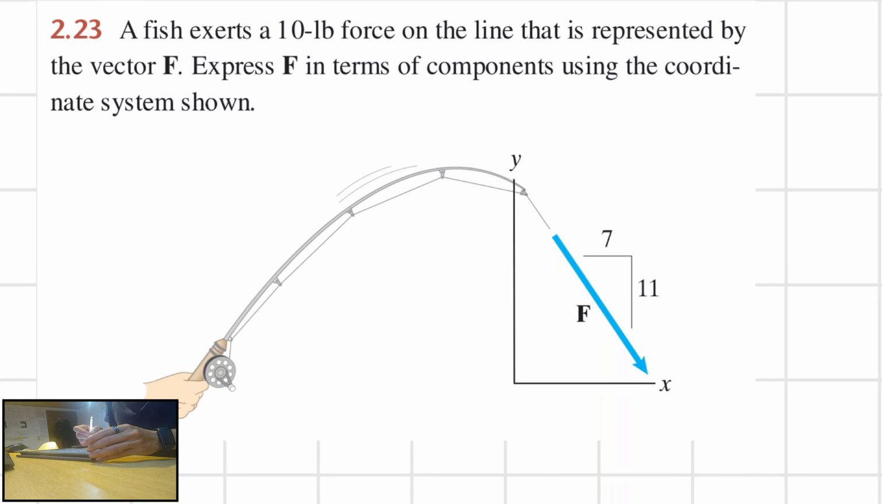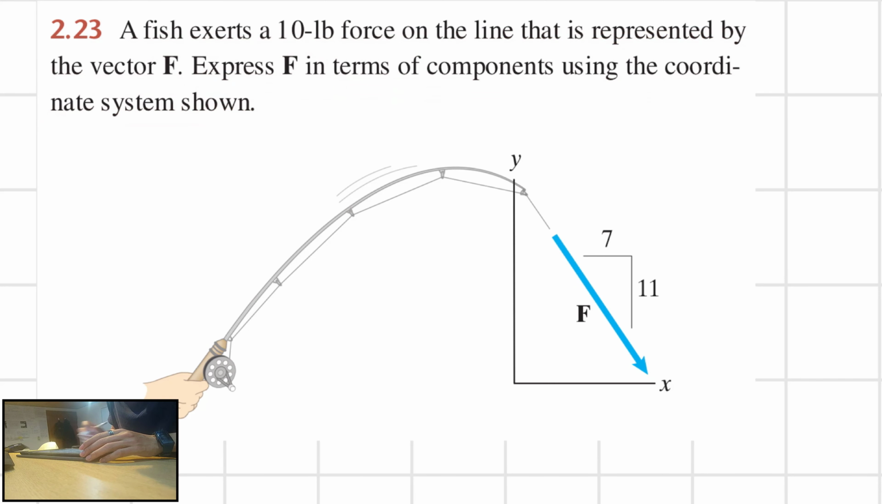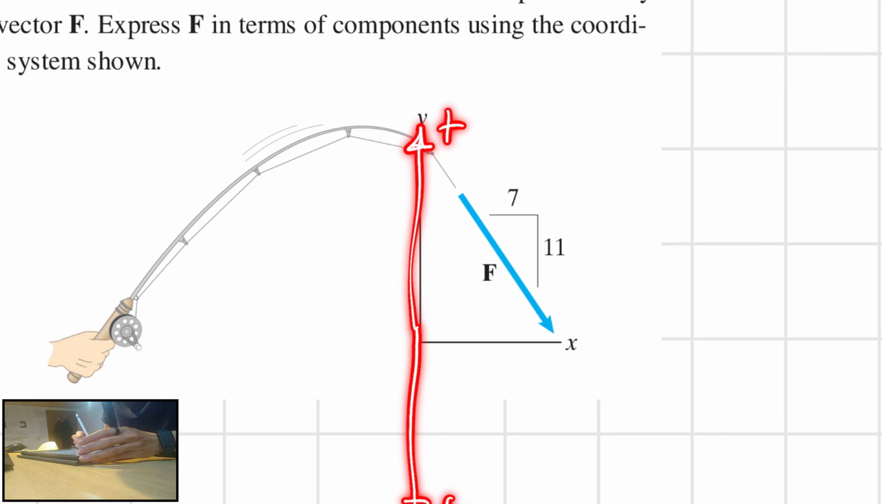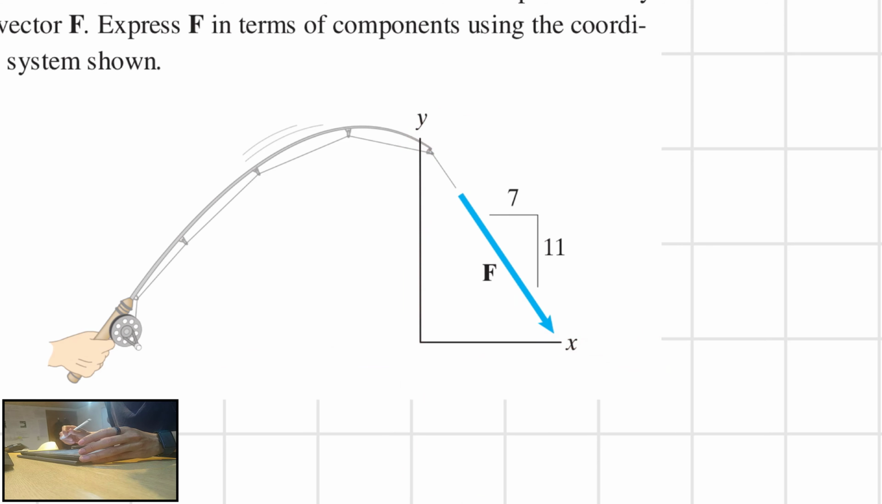Exercise 2.23. A fish exerts a 10-pound force on the line that is represented by the vector F. Express F in terms of components using the coordinate system shown. Alright, so right here we have y positive, which means that towards this direction it is negative. Right here we have x positive, which means that towards this direction it is going to be negative.